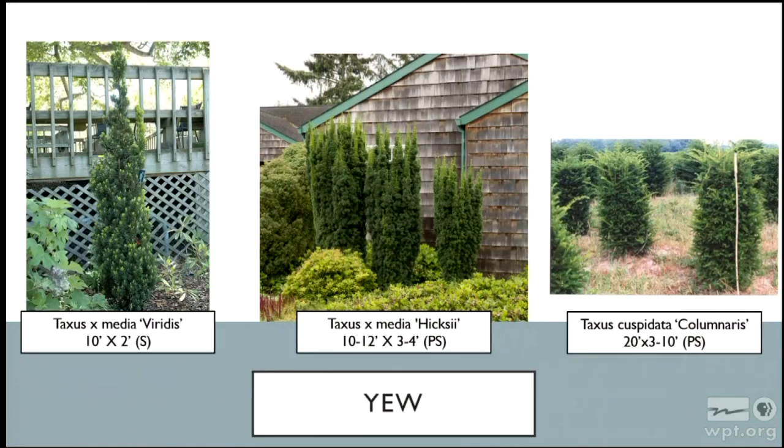Yews, some more deer caviar. They'll chew on yews like nobody's business. Unfortunately, they're normally a fairly slow growth rate out of the nursery, so people wonder why that plant costs what it does. Well, it's a 14-year-old plant to get it to that size.